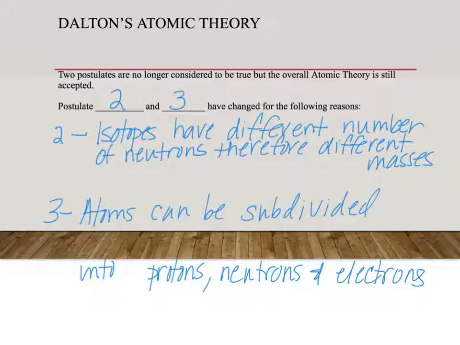And then number 3 has also been modified, because we know more now, that we actually can subdivide atoms, and that is into subatomic particles of protons, neutrons, and electrons. So you would need to know on a test the two things of Dalton's atomic theory that have been changed. All right, so let's talk about the parts of the atom.